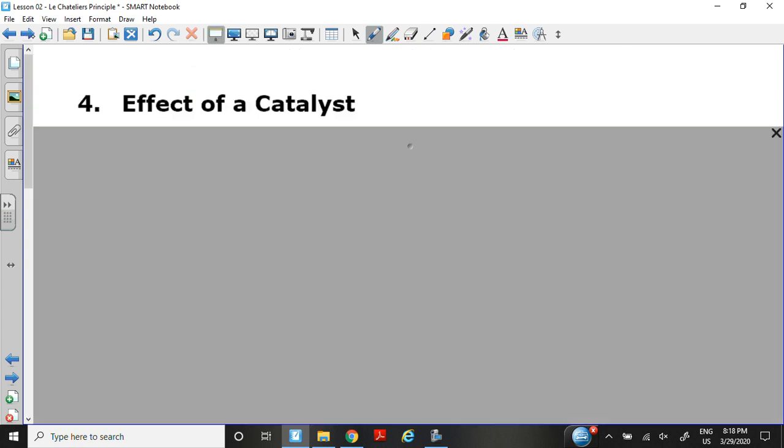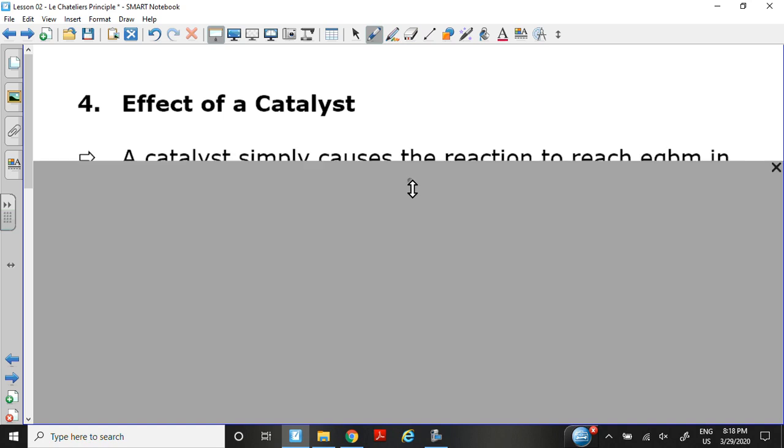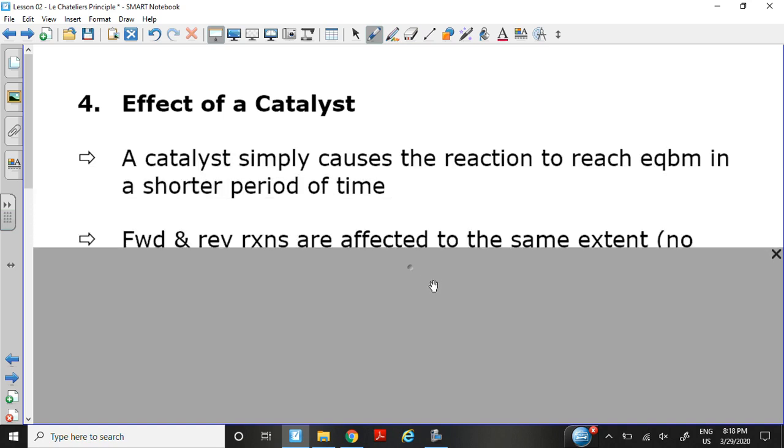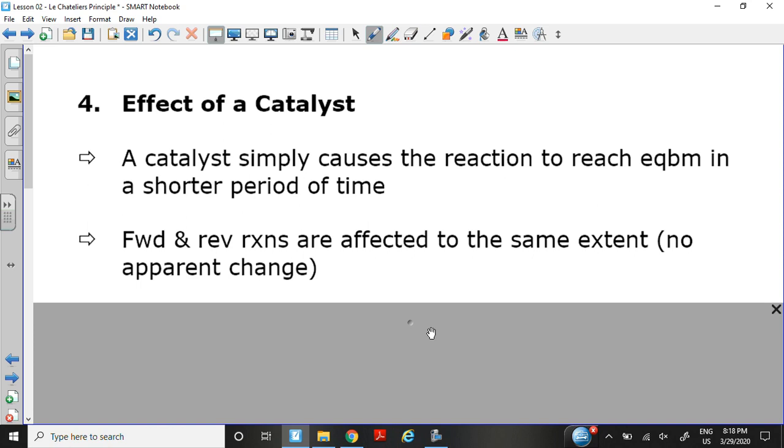Let's look at a few more conditions where we'll see stress on an equilibrium. The other two aren't as common, but you'll run into them in some practice problems, so let's make sure that we go over those. What happens when you have a catalyst? So remember what a catalyst does. A catalyst is going to decrease the activation energy for a particular reaction. So what that means is it's going to cause the reaction to occur quicker in less time. If it's with equilibrium, it just means that reaction is going to reach equilibrium in a shorter period of time.